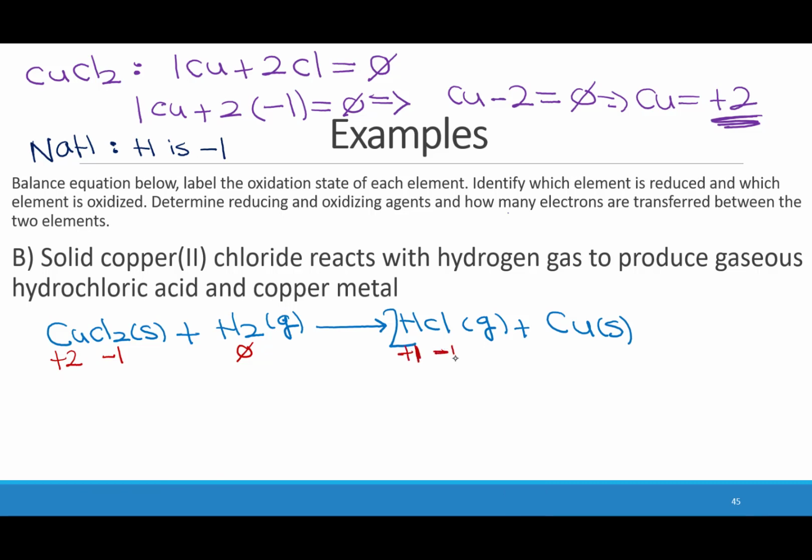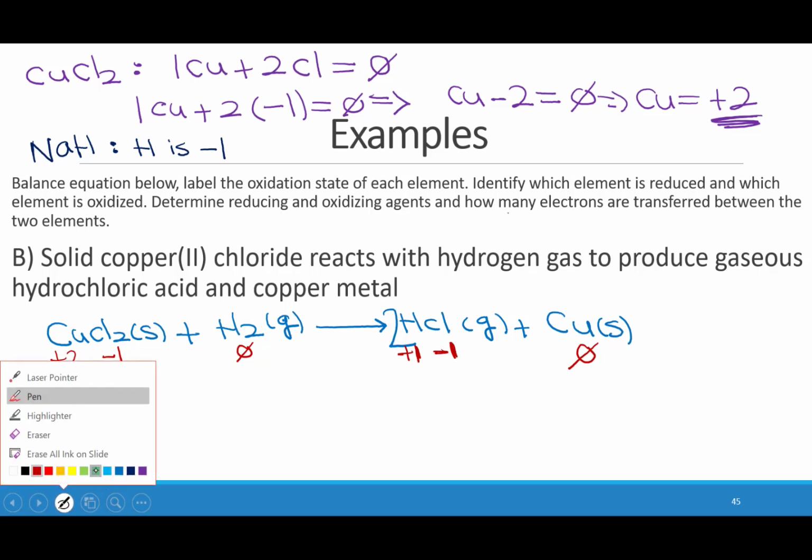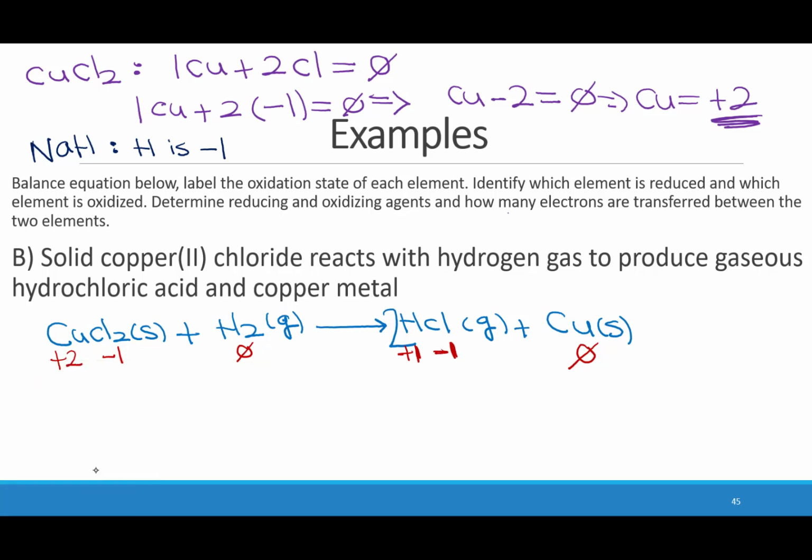Again, chlorine is -1, it is in group 7. An element on its own, its charge is 0, or its oxidation number is 0. Okay. Again, oxidation number has nothing to do with balancing. Okay. Totally two different topics. All right. Now, copper has a change of charge.